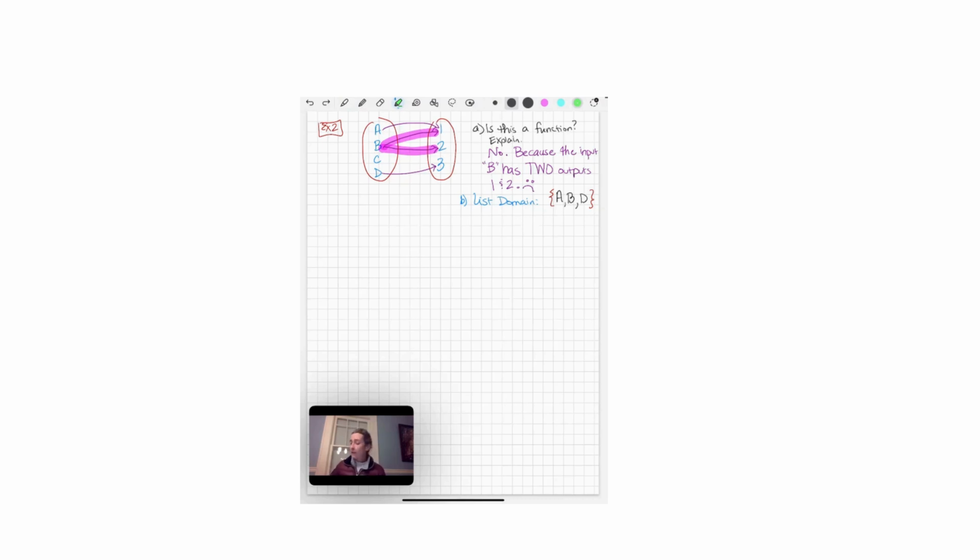Go ahead and list the range. Lickety split. Just so it's complete, this range does match 1, 2, 3. But if I had another number floating around that didn't have a pairing, we would not include it in our range.